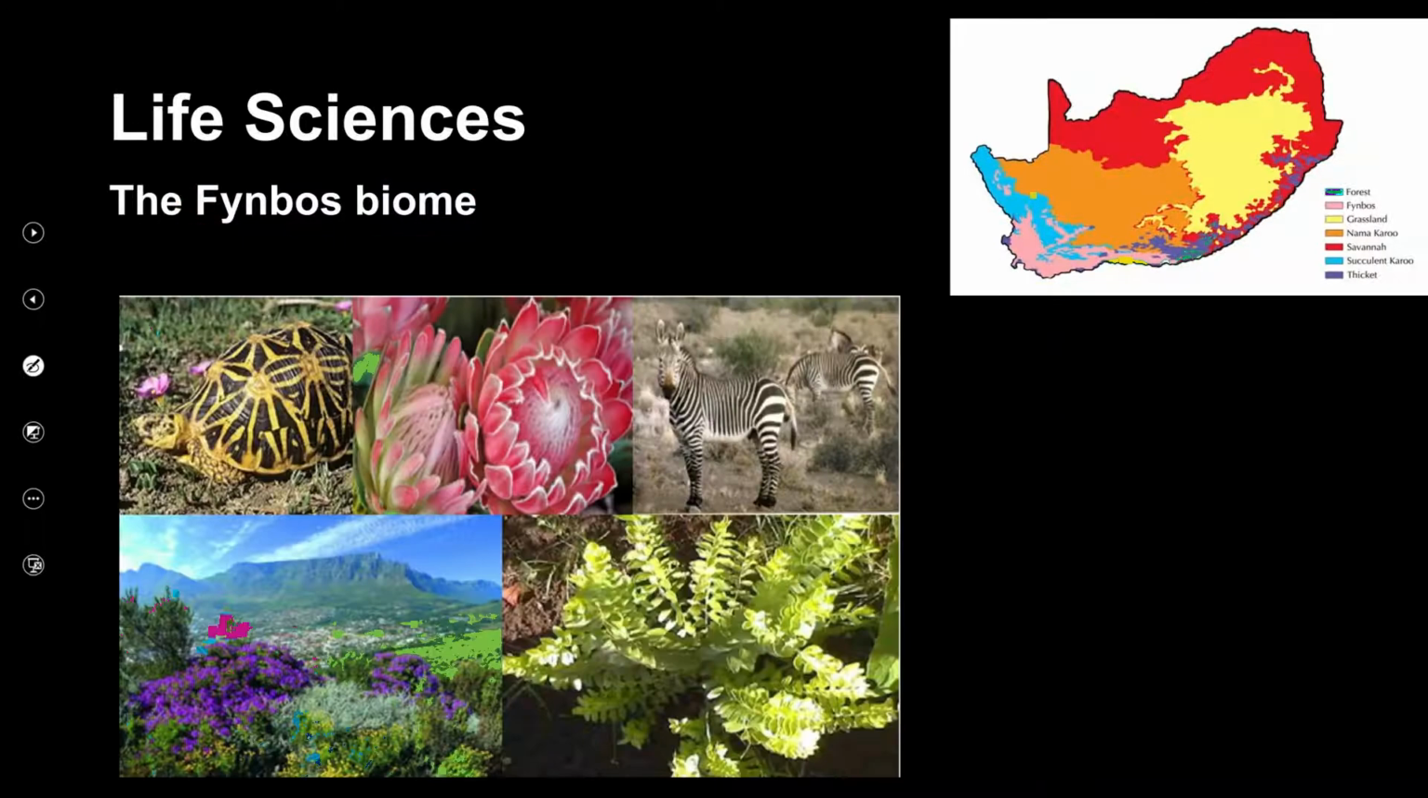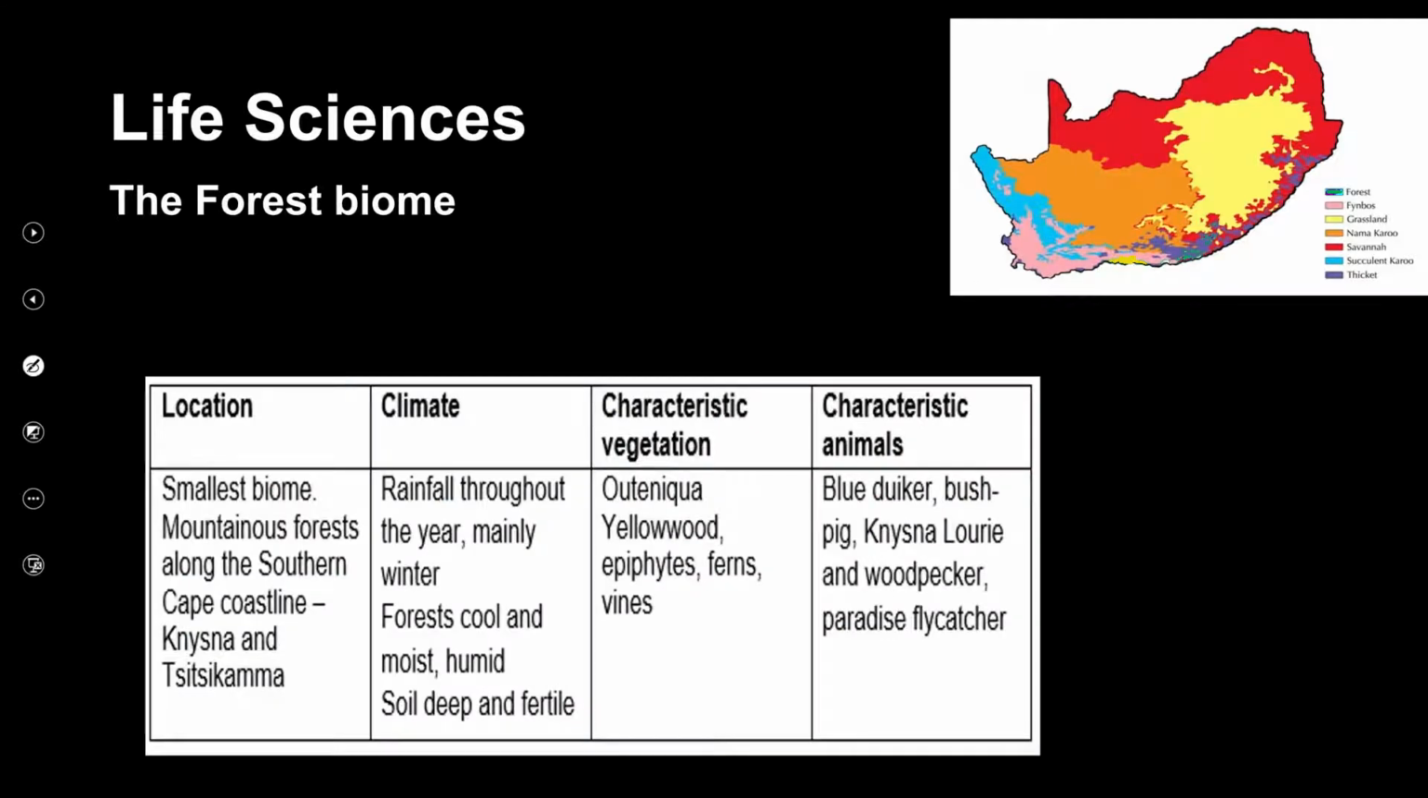And so I've got images of them. So you have a beautiful view of the Table Mountain, and at the foot of that you can see your fynbos plants all in these areas here. Okay. Also, the geometric tortoise is typically found in these areas, endemic to the Cape fynbos. Okay. As we wrap this section up, we're looking at the forest biomes.